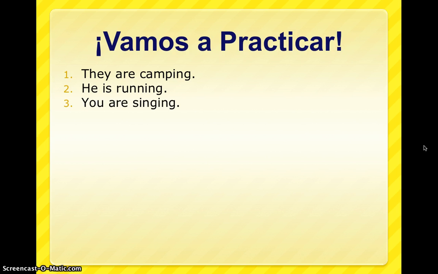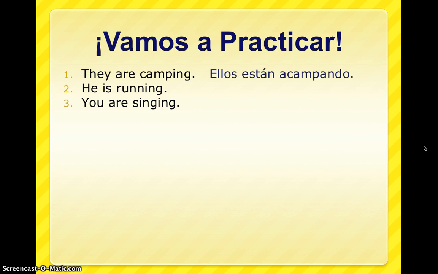Alright, let's take a look at your answers. So if we want to say they are camping, we would say ellos están acampando. So the ellos is technically optional. We could just say están acampando. Remember, the verb acampar is to camp.